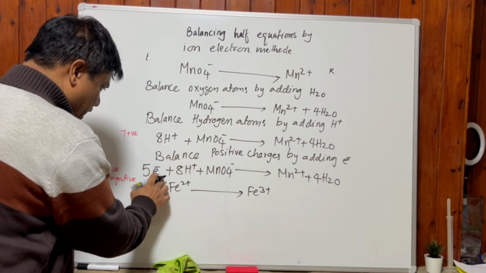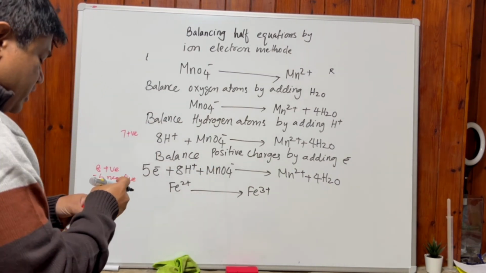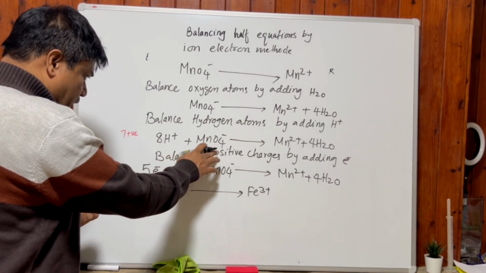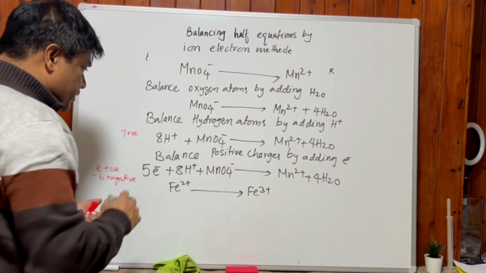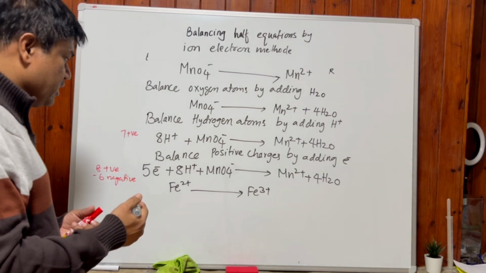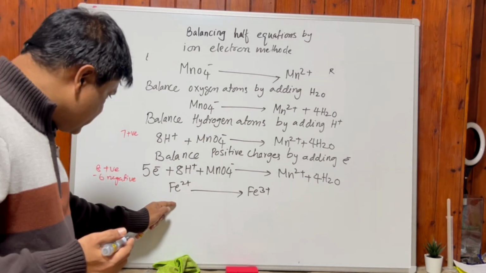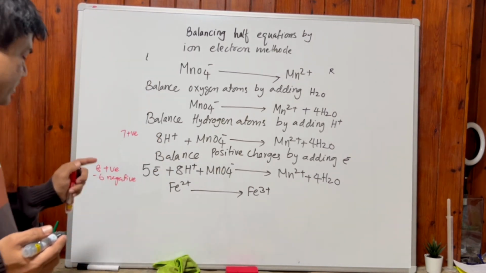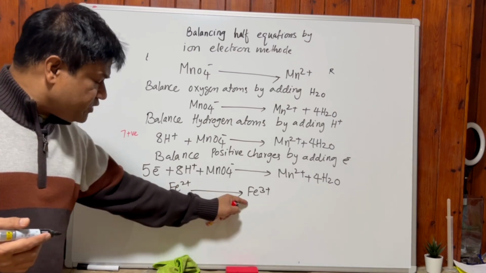Look, MnO4 minus gains the electron here. So MnO4 minus gets reduced here. That's why MnO4 minus acts as a well-known oxidizing agent. It oxidizes Fe2 plus to Fe3 plus. Oxidizes meaning it takes the electron from Fe2 plus to Fe3 plus.